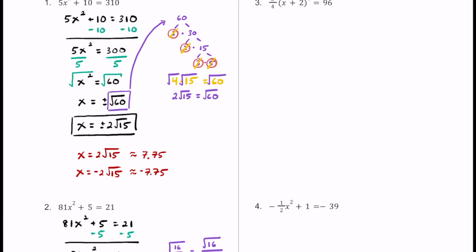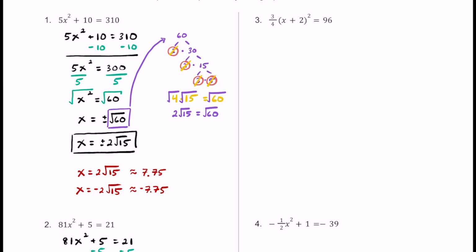Here's number 3. For number 3, we have 3/4 multiplied by the quantity of this x plus 2. That whole thing's going to be squared, and that's equal to 96. Okay, so if we know we're going to have to be getting this whole thing isolated here that is being squared, this x plus 2 squared, we need to be getting rid of this 3/4.